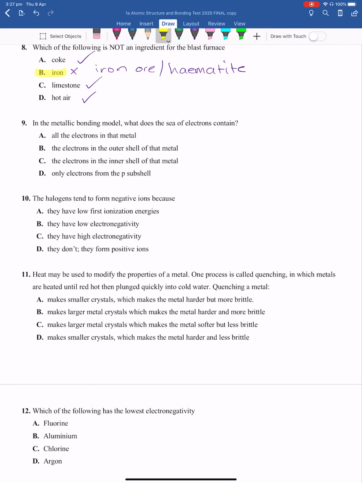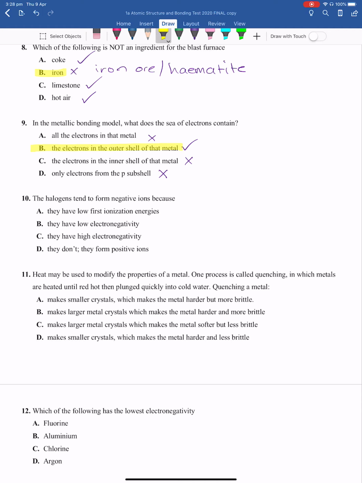So question number 9, in the metallic bonding model, what does the sea of electrons contain? Does it contain all the electrons? Nope, because it doesn't contain those middle inner shell electrons. The electrons in the outer shell, that makes sense, not the ones that are just in the inner shell, and definitely not the ones that are just from the P subshell. So it's just going to be the outer shell electrons.